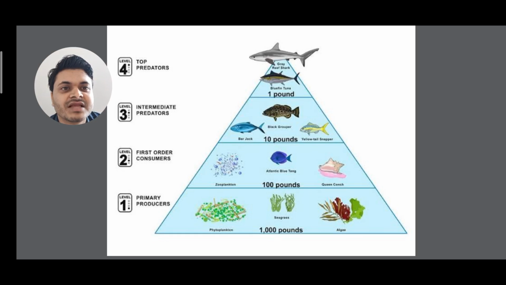And in the first order consumer they have given zooplanktons, isn't it? Then in the next stage they have given the black grouper, yellow-tailed snapper, barjack and all. And the higher fishes have been given next.